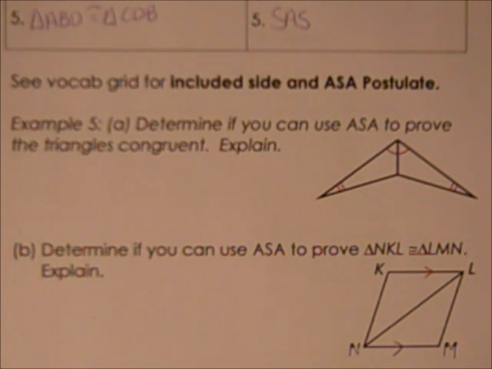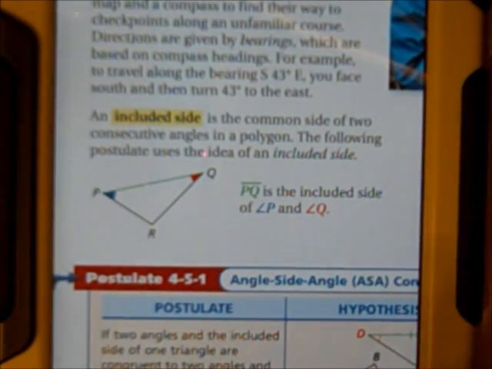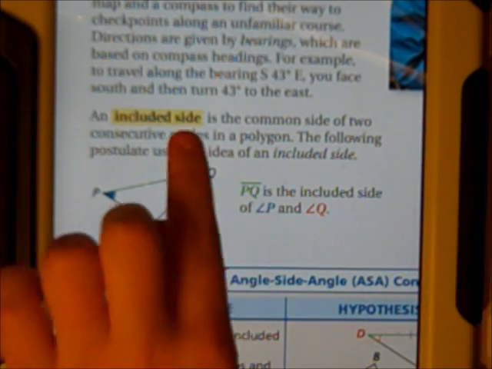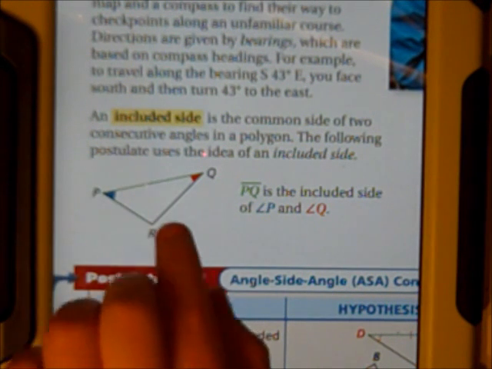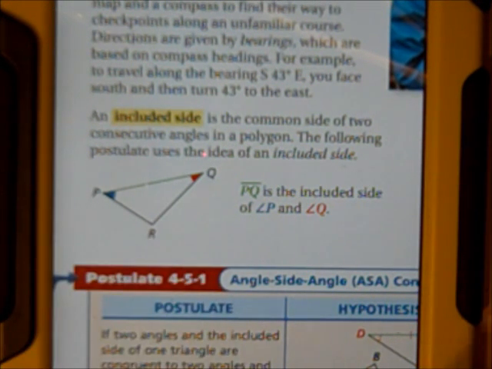So your vocabulary grid, you have included side. We learned included angle last time, and it was the angle stuck between the 2 sides we were talking about. This is going to be the exact opposite of that. Included side is the side that's stuck between the 2 angles that you're talking about. So it's the same kind of concept, only reversed.